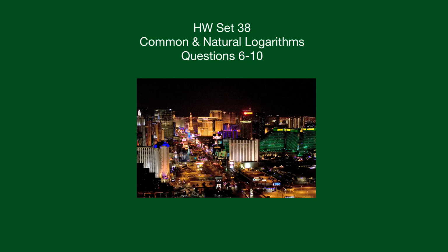This is homework set 38 on common and natural logarithms. Question 6. Let's read through this, see if we get an idea of what's going on. It says this: the percentage of students enrolled in a university who are between 25 and 34 years old. All right, so what percent of students are in this university who are between 25 and 35? Well, they're telling us it can be modeled with this formula right here. S equals 5 times the natural log of x.